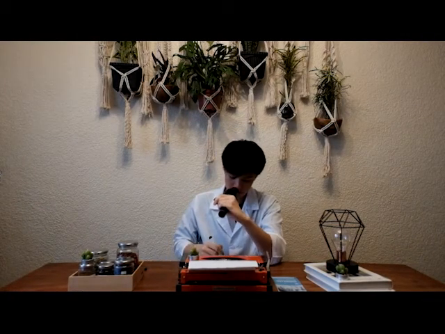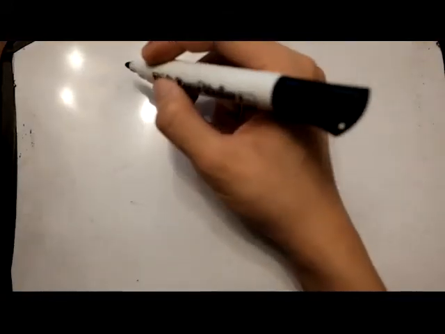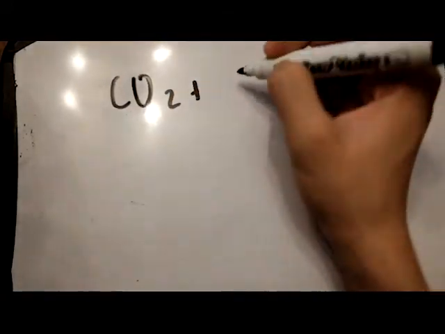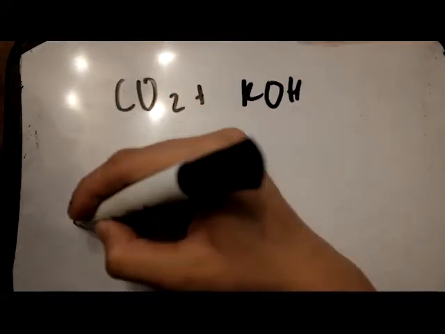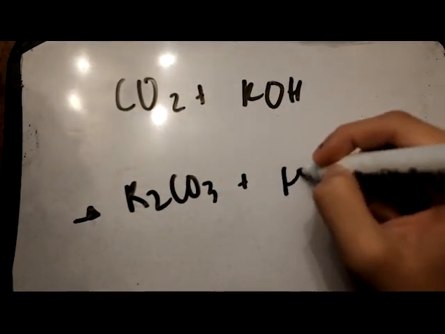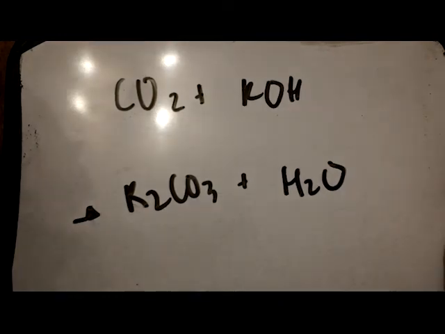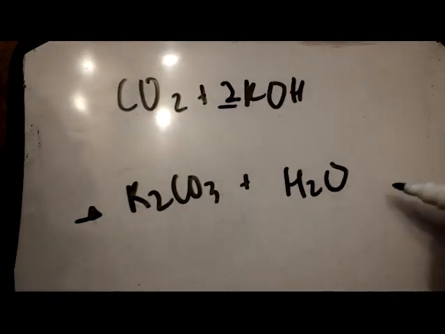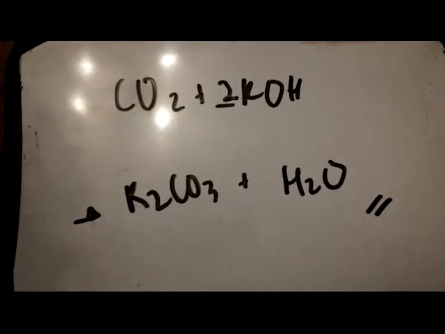Last one, non-metal oxide plus base is equal to salt plus water. And here's another example for that. We have carbon dioxide plus potassium hydroxide to form potassium carbonate and water. To balance the equation, we're gonna put a 2 here. And now the equation is balanced. And that would be all for double displacement.